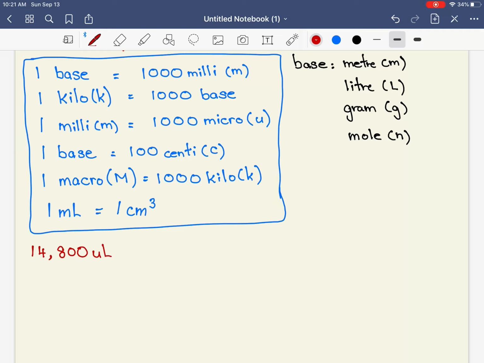That's so little. Imagine, that's actually very, very little. Okay? Microliter. And I want to know how many centiliter that is. Okay? So 14,800 microliter to centiliter.